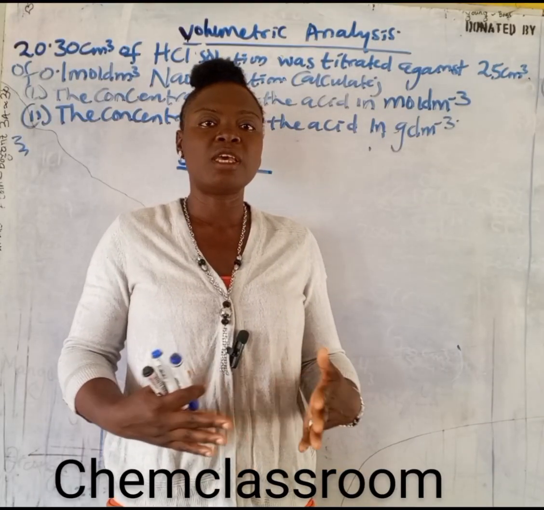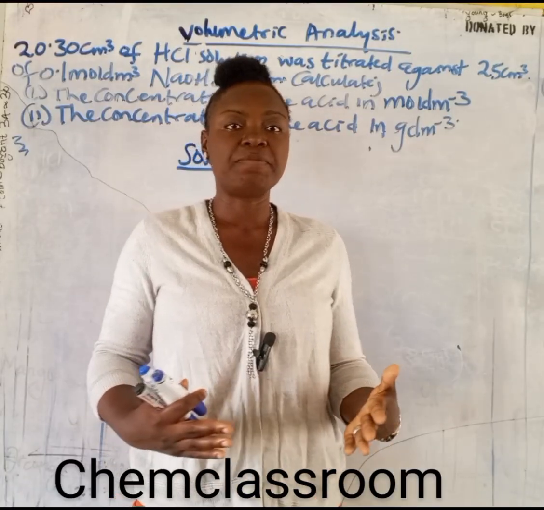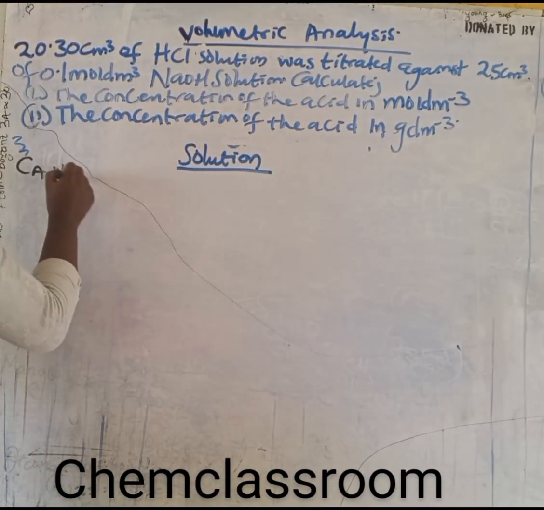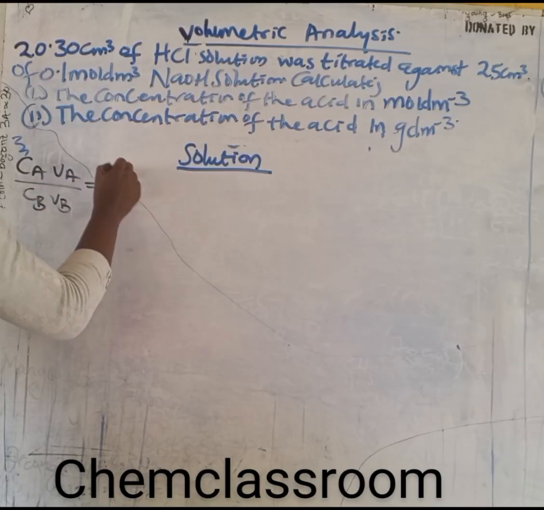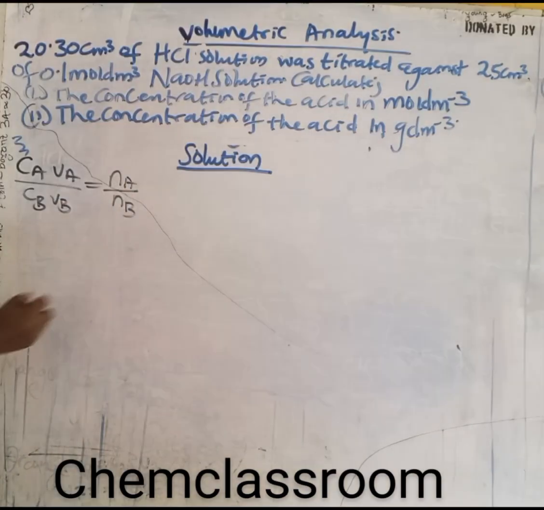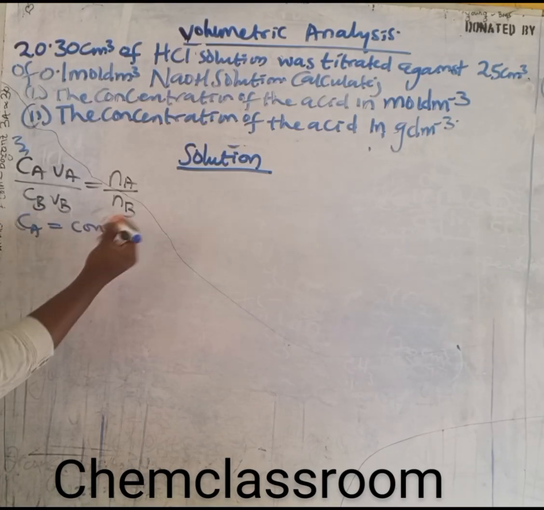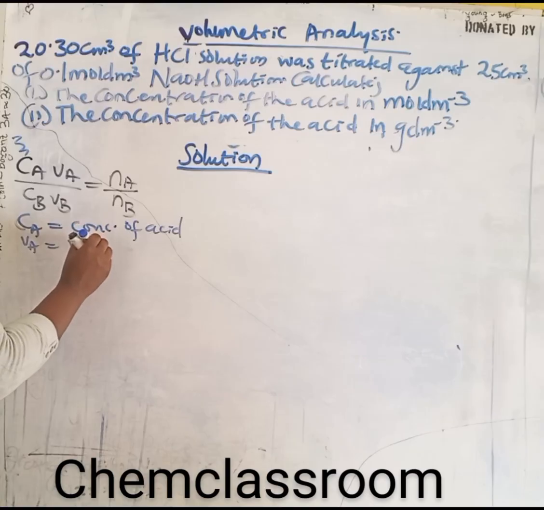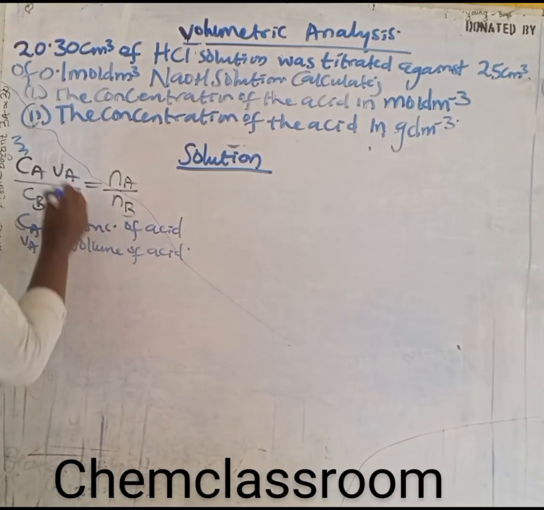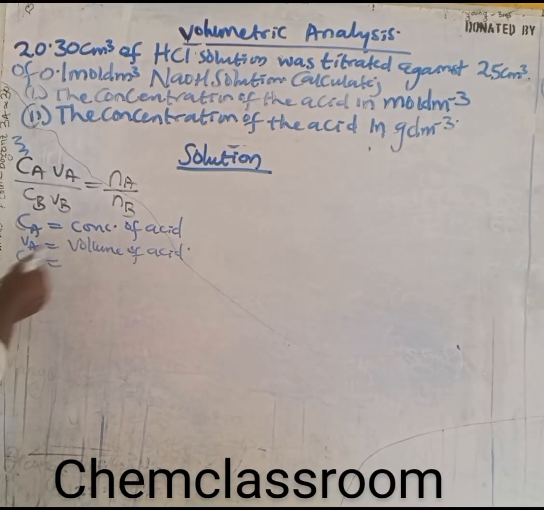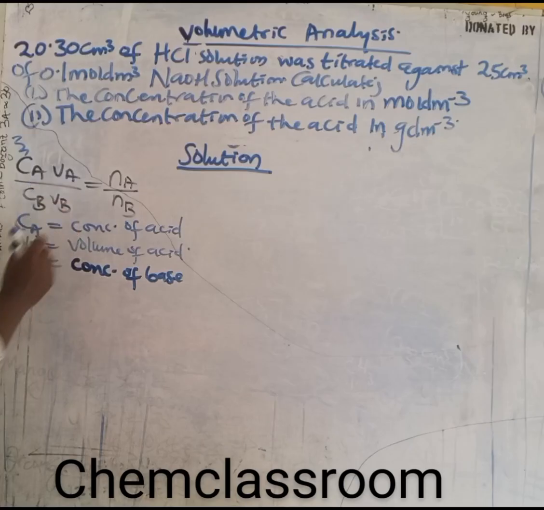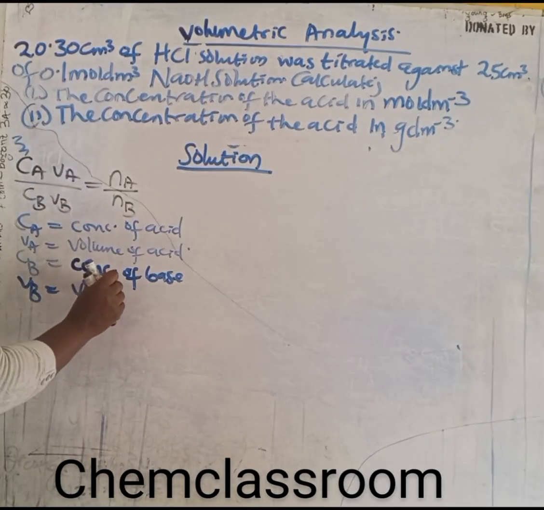You have CA VA over CB VB equals NA over NB. Let me write it on the board so that we can write out what those parameters mean. CA is the concentration in mole per dm cube of the acid. VA is the volume of the acid, while CB is the concentration of the base in mole per dm cube. Then VB is the volume of the base.